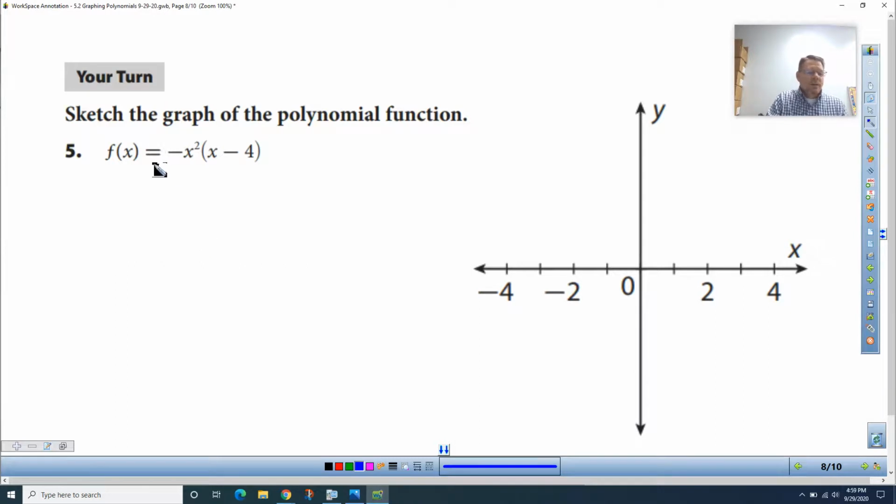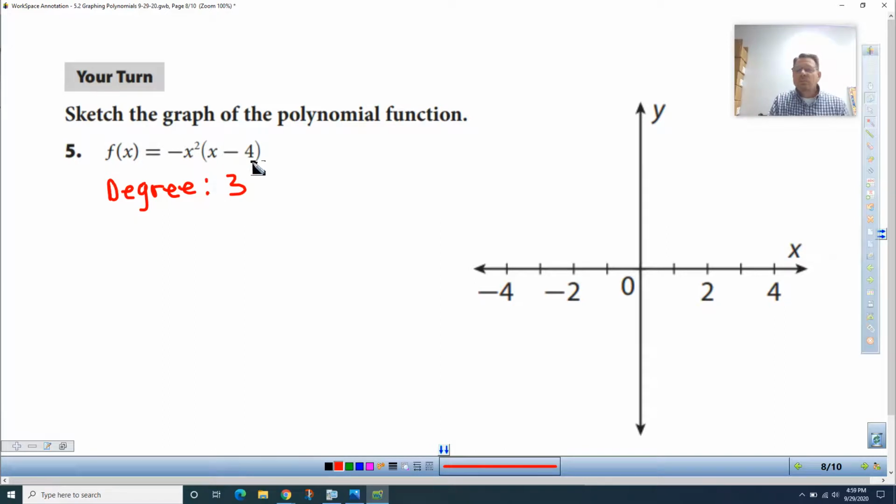Okay. So here we go. Now what kind of degree is this? Okay, the degree of this guy, well, it's going to be a 3, because x squared times x would be x to the third. So the degree is 3.